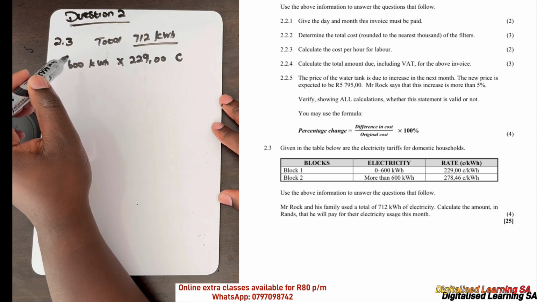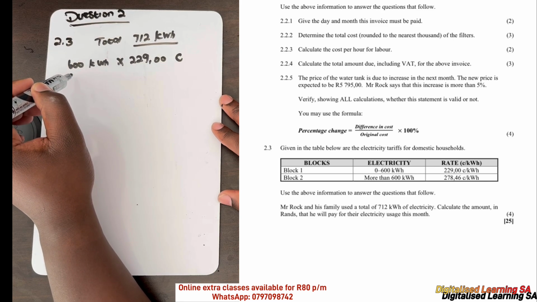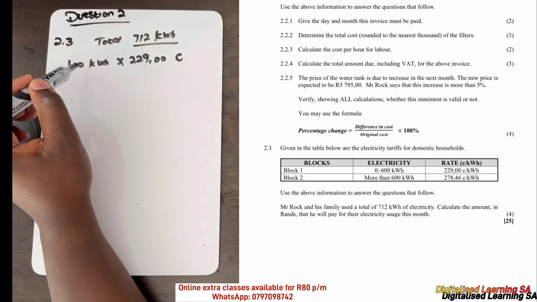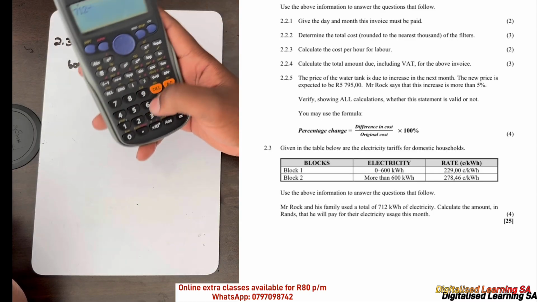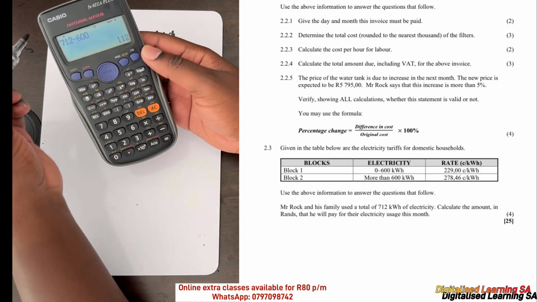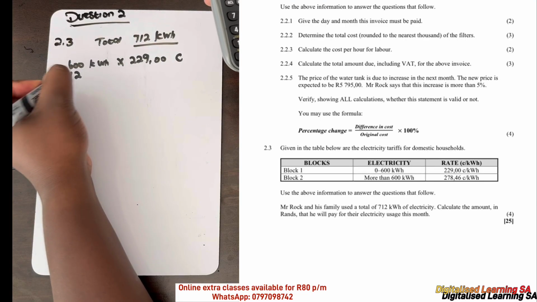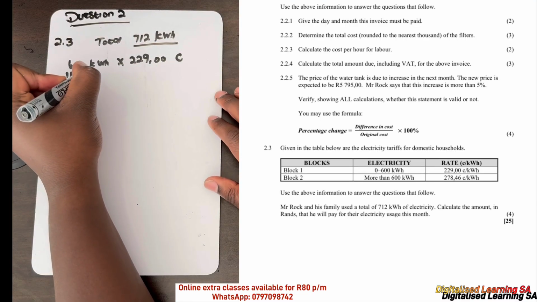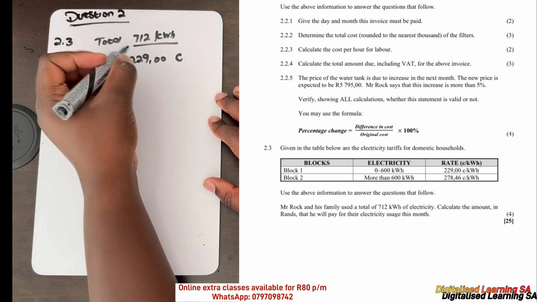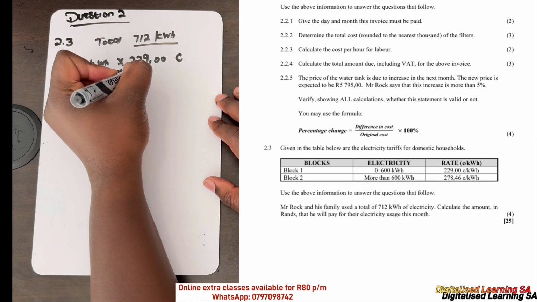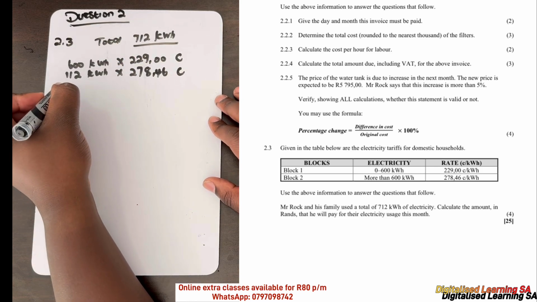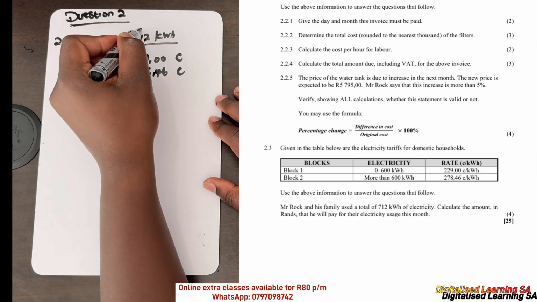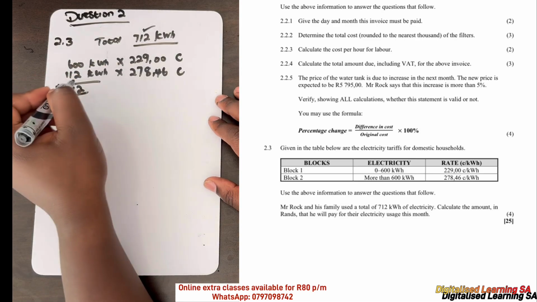So now we need to calculate what's outstanding, because we have already accounted for 600, meaning that we only need to add the remaining ones. And how do we do that? We just say 712 minus 600, which is 112. So we'll only account for 112 kilowatts multiplied by 278.46 cents. And then in total, this should give us 712, meaning that we have calculated for the entire 712.